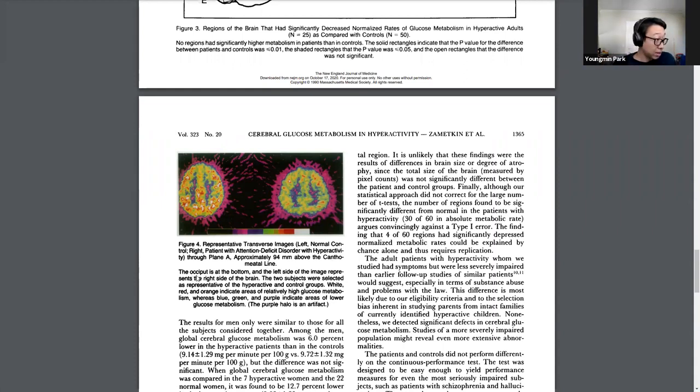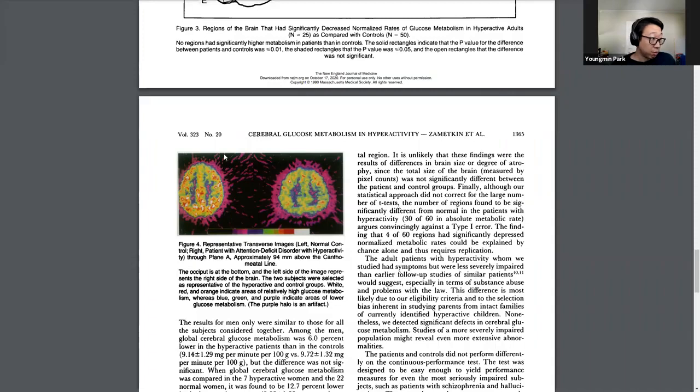The occiput is at the bottom, so that's the back of the head. It's at the bottom, that makes sense. So the front of the head is towards the top. The 2 subjects were selected as representative of hyperactive and control groups. White, red, and orange indicate areas of relatively high glucose. So the left brain is clearly overall much more active than the right brain. The left brain, by the way, is the normal brain, an example of a normal brain, and the right brain is an example of a hyperactive brain.